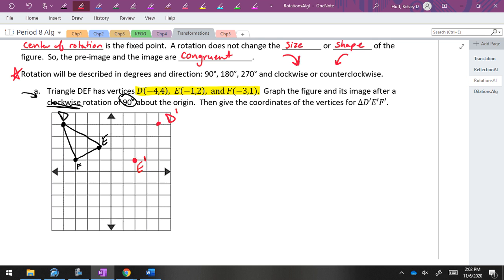Carly, how do you get to F? Right 1, up 3. Put your paper back to normal. Right 1, up 3. Call it F prime. You have rotated your triangle 90 degrees to the right.